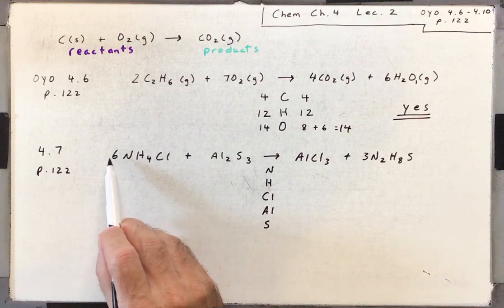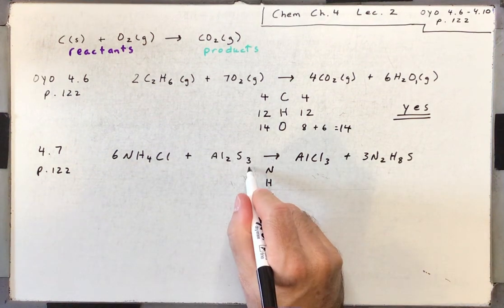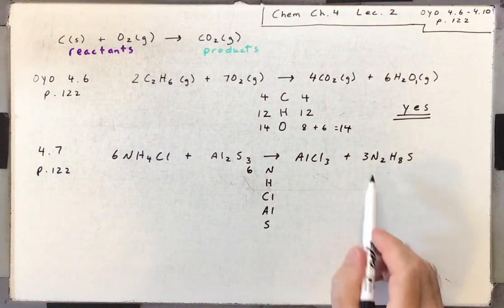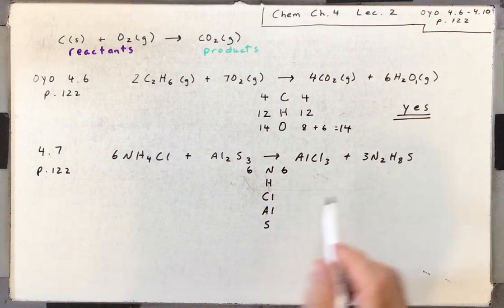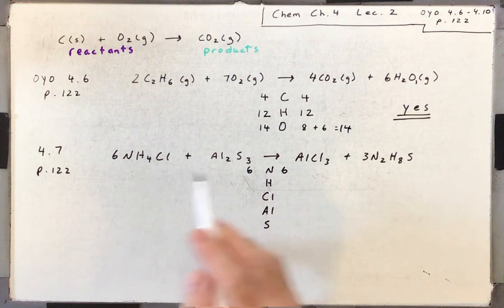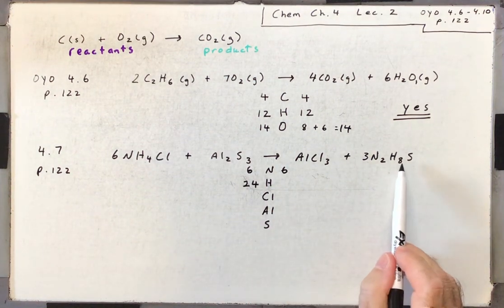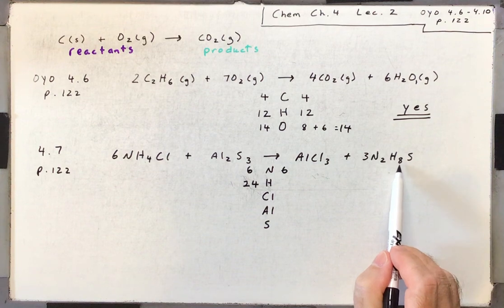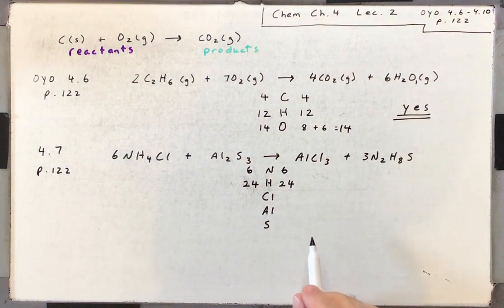On this side, there's 6 times 1. There's just one nitrogen. 6 times 1 is 6 on the left. And on the right, we have 3 times 2, which is 6. So far, nitrogen's balanced. Hydrogen, we have 6 times 4, which is 24 on the left. And on the right, we have 3 times 8, also 24. So we're good to go for hydrogen.